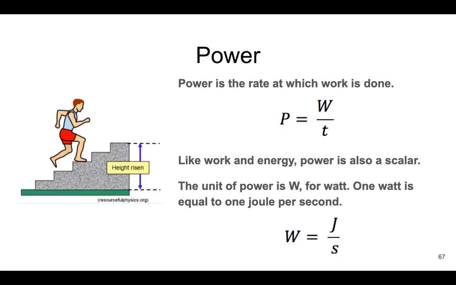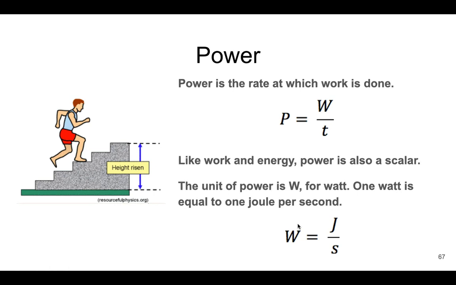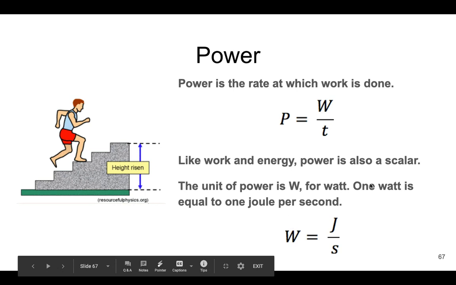So your formula for that, P equals W over t. Power equals work over time. So power is also a scalar, and the unit of power is W for the watt. So 1 watt is equal to 1 joule per second. So this annoys people. There's no way around this. The W in this formula stands for work. The W in this formula stands for watts. There's no way around it. It's just going to be confusing. With practice, you figure it out by context, which thing is which.